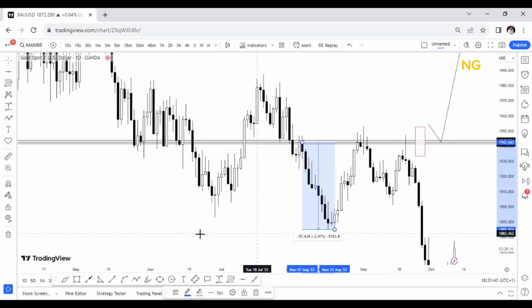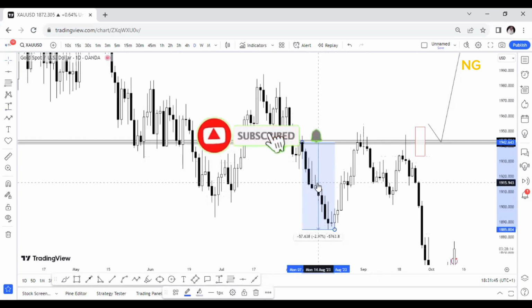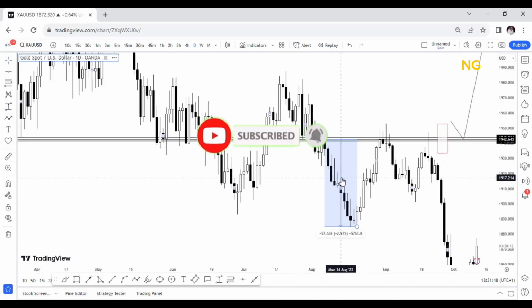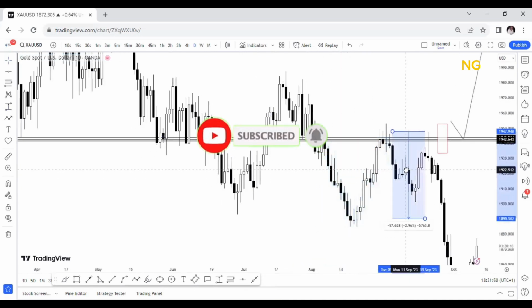And price pulled back into it again. It reacted downward, in the same manner that happened there.